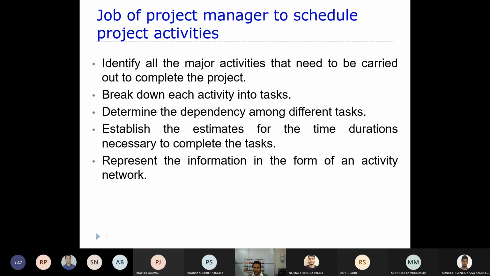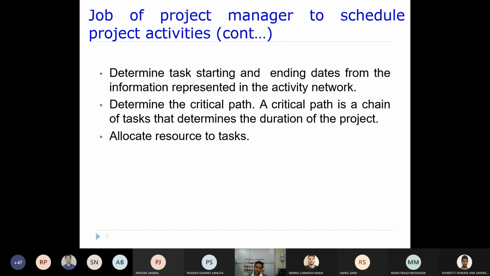First, we try to identify the major activities, and then we try to break down these major activities into tasks, and then we try to find out the dependency among these tasks, and then you need to estimate the time durations required to complete that particular task. Okay, and then all of this information will be provided in the form of an activity network. This is what is actually carried out by a project manager.